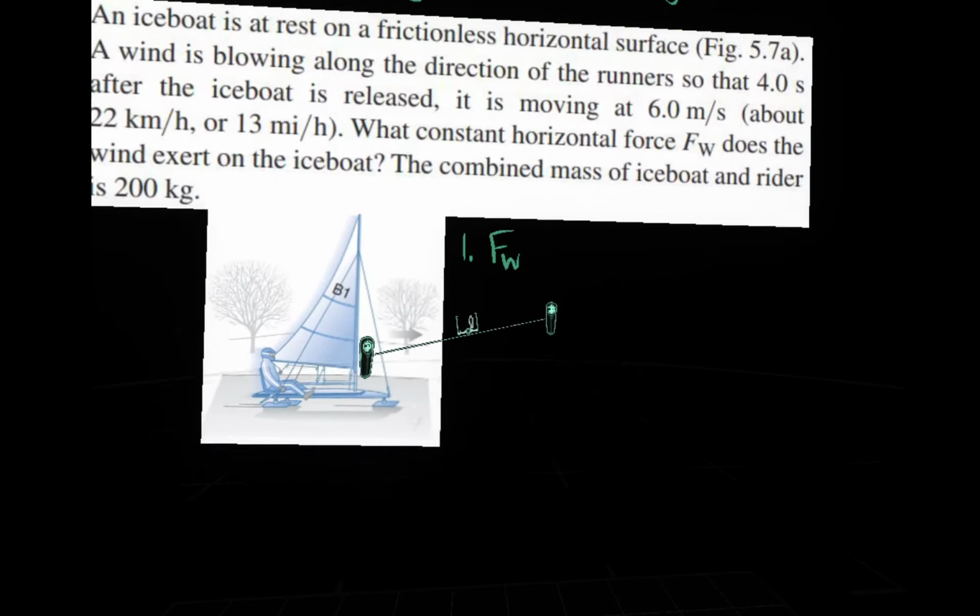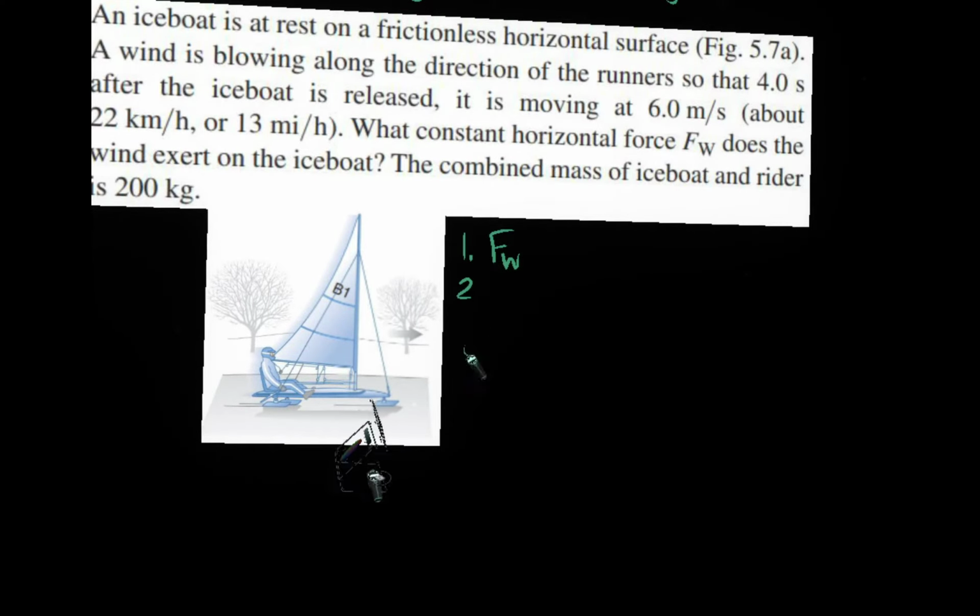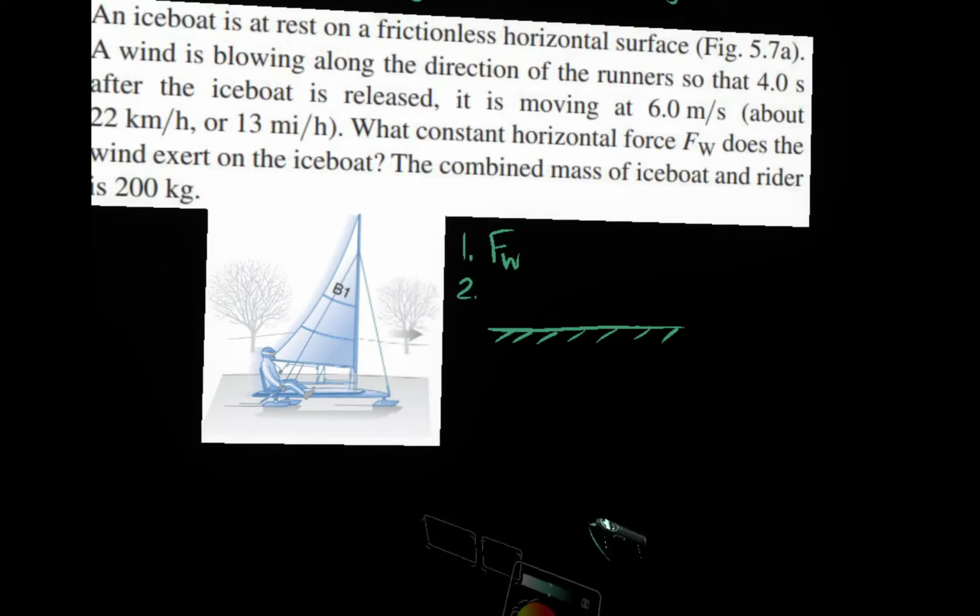All right, so two, our sketch. You might be satisfied with that, but I usually prefer to draw my own simplified sketch. So there's the ground, the ice, right? So ice is intended to just say it's frictionless. We haven't covered friction, that's the next video. So it's frictionless. Here's our ice boat.